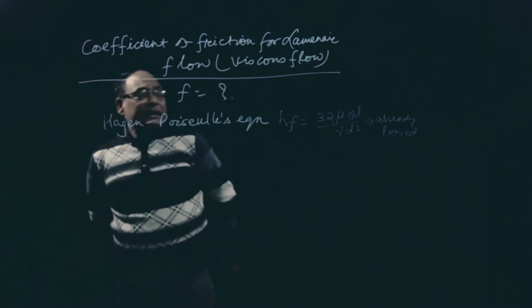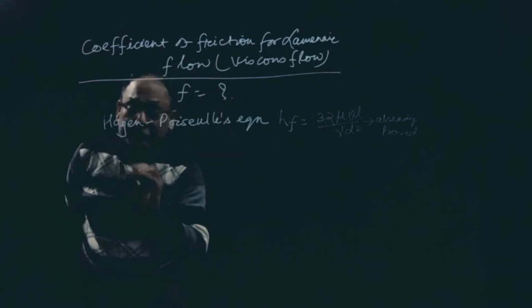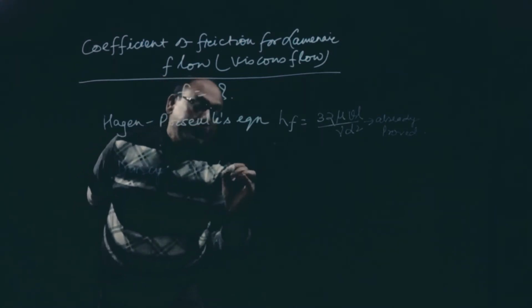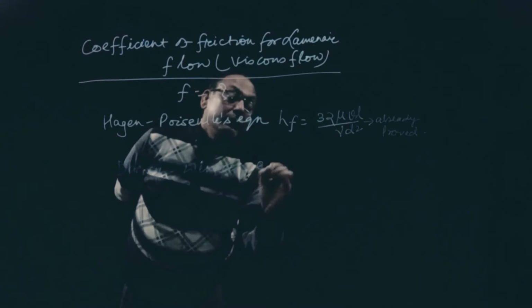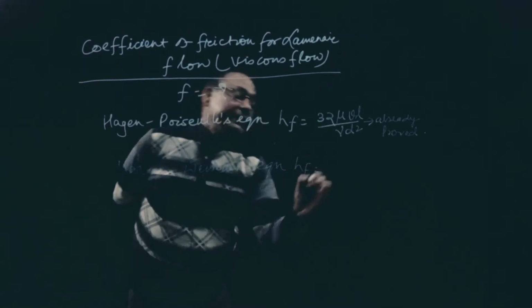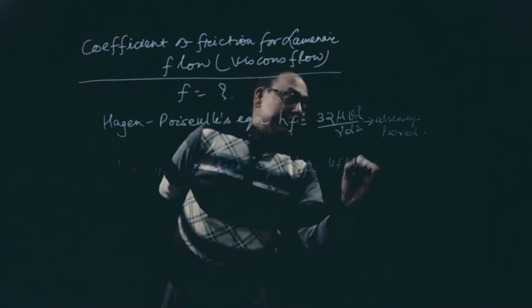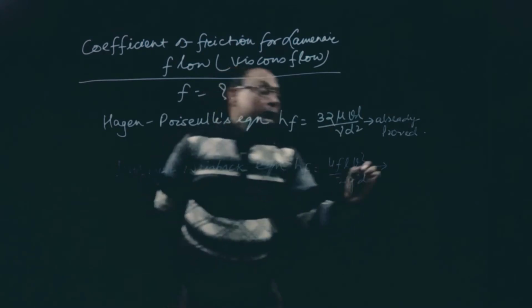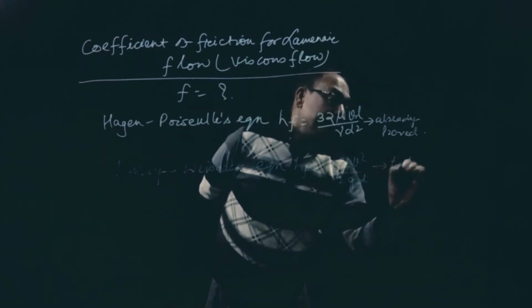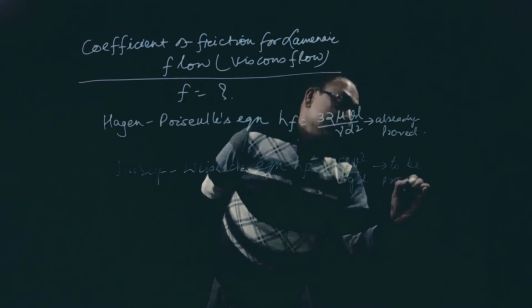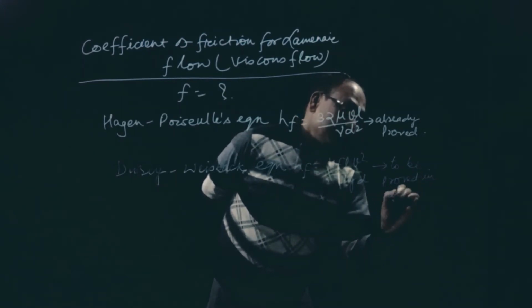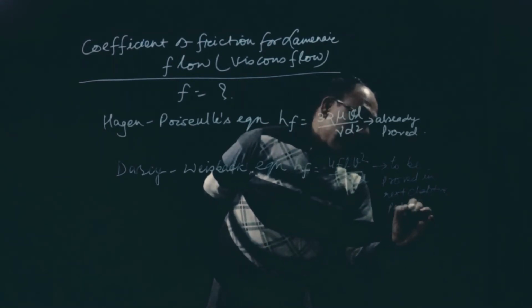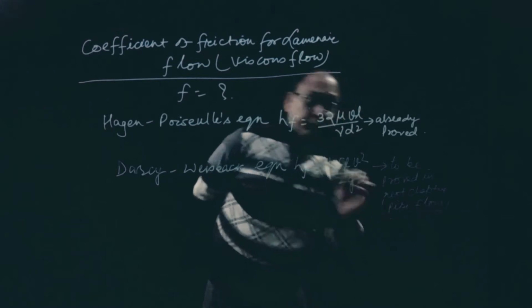Now another equation is also there, the Darcy-Weisbach equation: 4FLV square by 2GD. This is to be proved in the next chapter, that is pipe flow. I will discuss it there. This is also a very important equation.